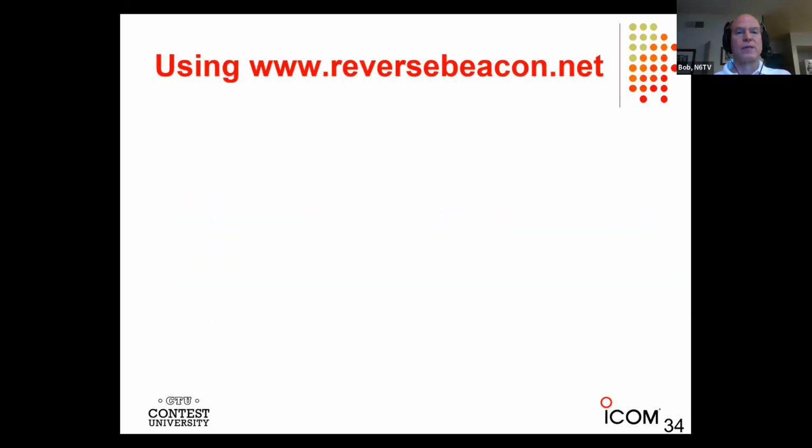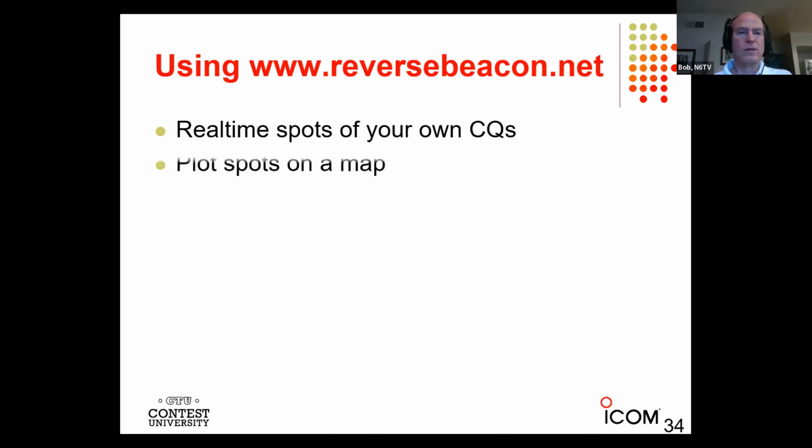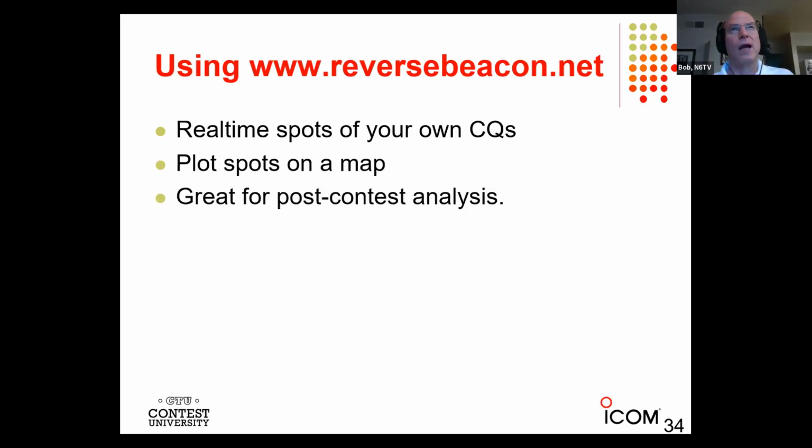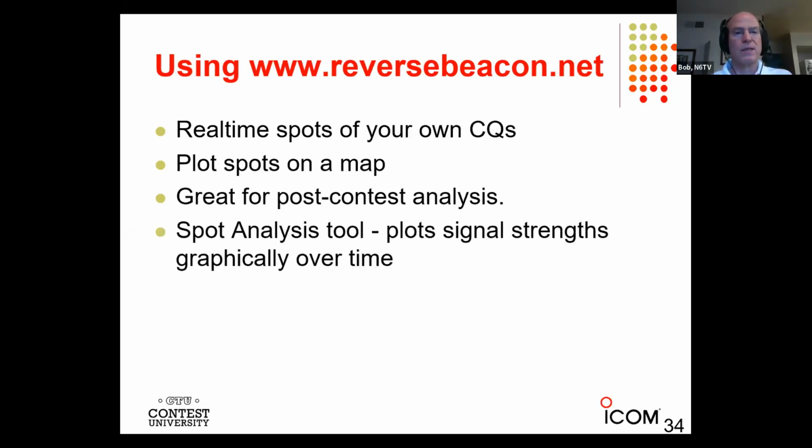Here's how you use the website. There's many things you can do on the website. You can in real time see spots of your own CQs. You can plot your spots on a map. You can do analysis 24 hours after a contest and compare how your signal was to Europe compared to your competition. Yeah, that's what the spot analysis tool can do by plotting that graphically.